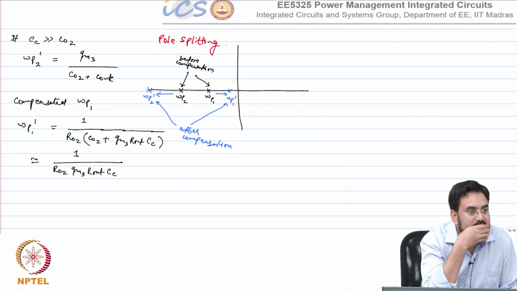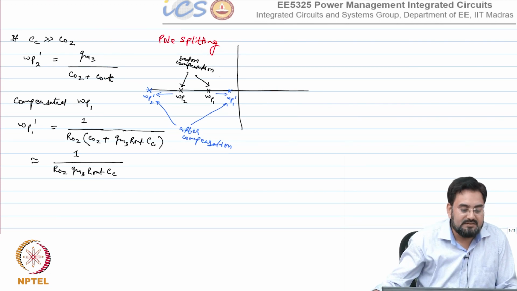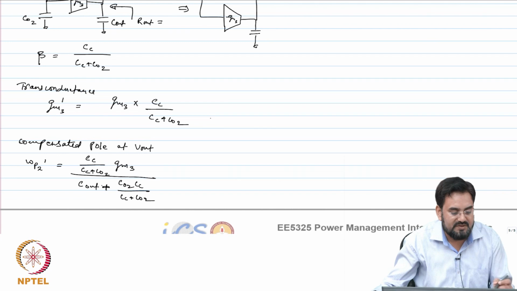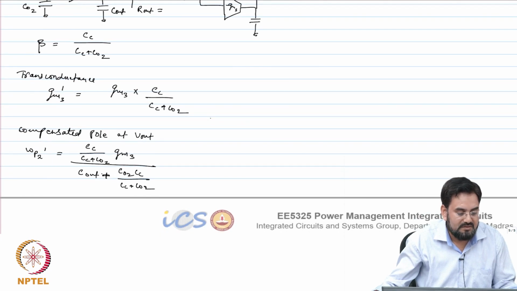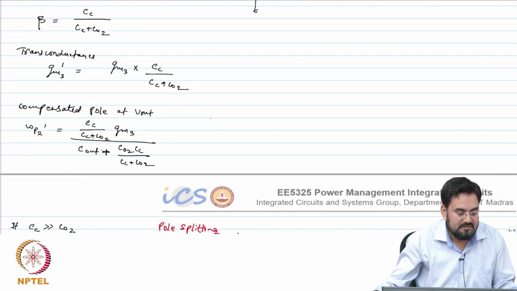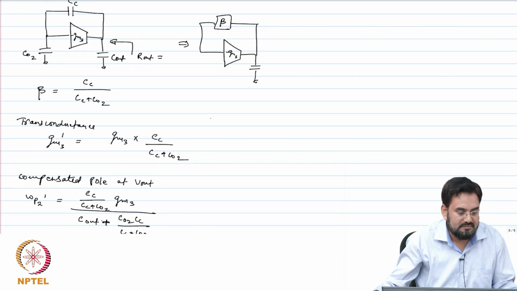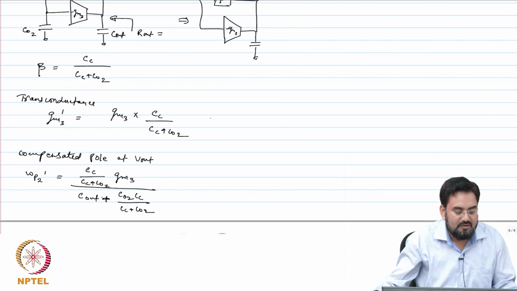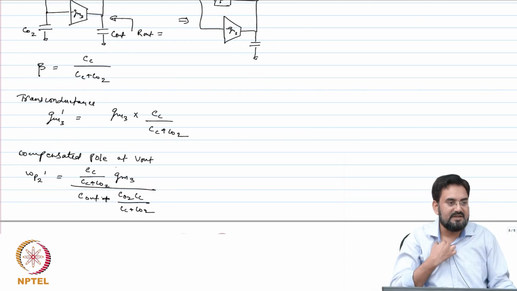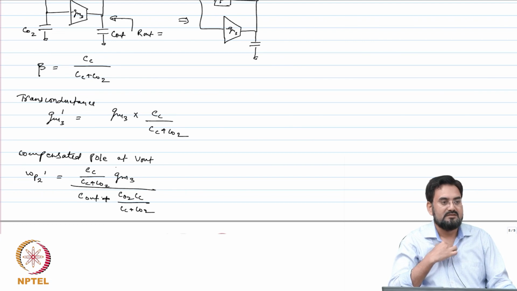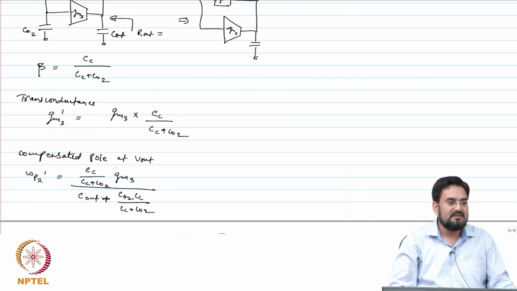While calculating the compensated omega P1, we took the resistance to be 1 by Gm3 dash. Shouldn't it be in parallel to R out? Yeah, it will be. Which one are you talking about? Omega P2 dash. This complete 1 by Gm3 dash parallel to R out. Shouldn't we be using that? No, but what is the dominant term here? The dominant term is that one.